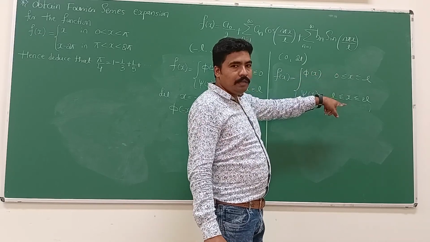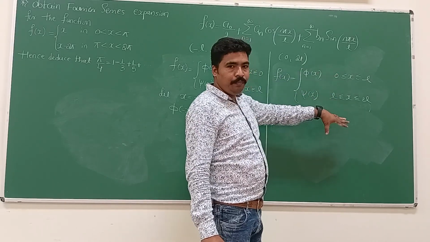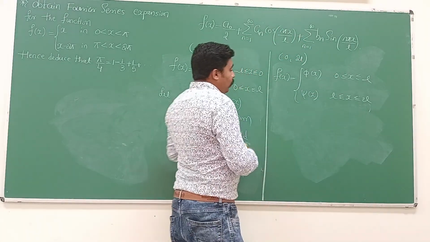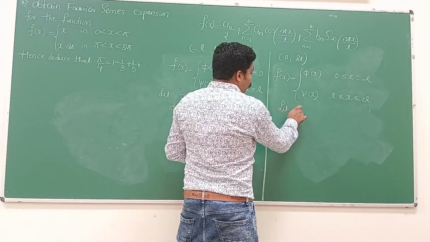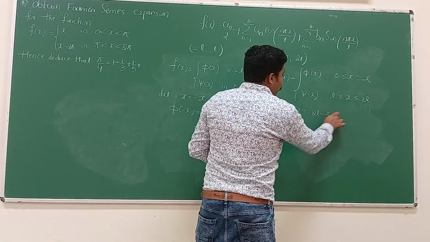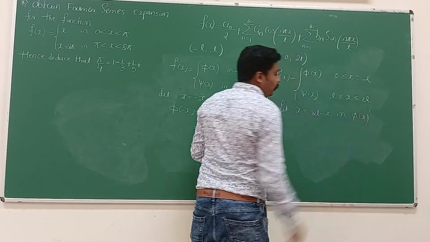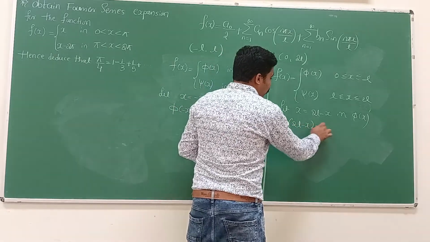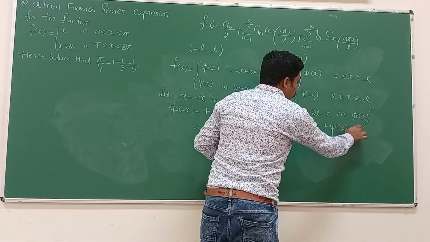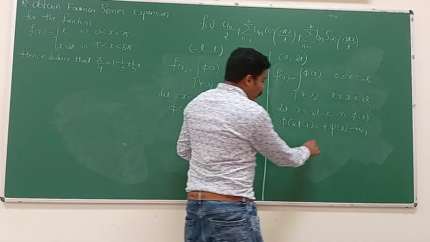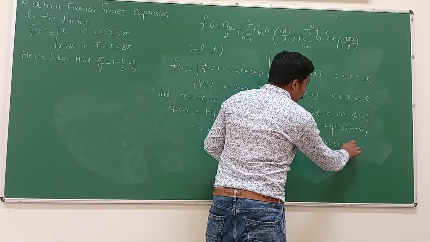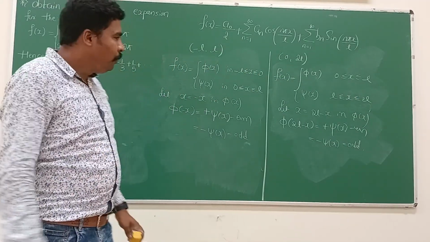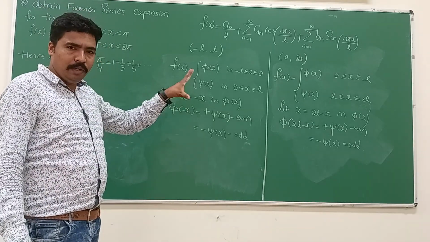Since these are arbitrary limits, if they are given particular values, you compare them with the standard limit. That's it. Here also, what we are supposed to do is let x equal 2L minus x in phi of x. If I replace x by 2L minus x and get positive xi of x, then this is an even function, and if I get negative xi of x, this is called an odd function. So this is how to find out even and odd functions.